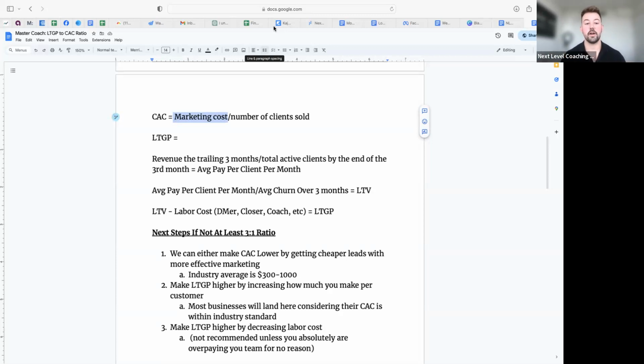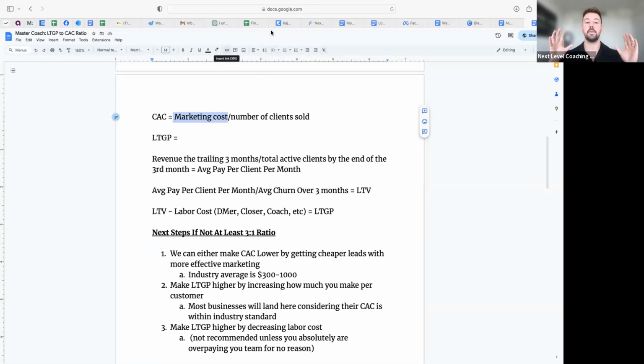All right, so how we find cost of acquisition is we take how much we're spending in marketing dollars. This does not include labor, so it does not include what you're paying Ronnie or any other media buyer. This is simply ad spend. So how much money are you giving Facebook, Instagram, TikTok, Google, wherever you're spending your ads? So marketing costs, then you're going to divide that by the number of clients that you sold, not the number of clients that you have.